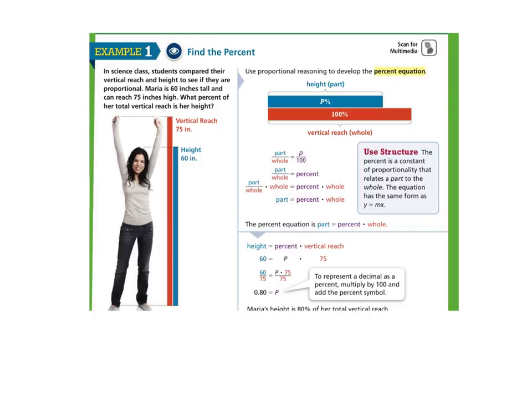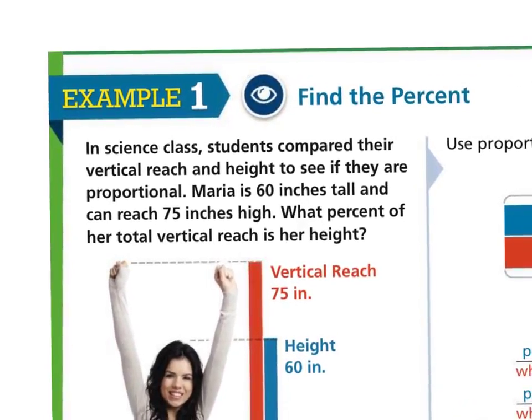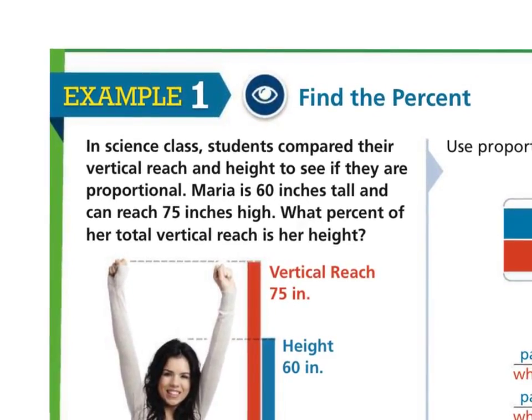So if we look at example 1, in science class, students compared their vertical reach and height to see if they're proportional. Maria is 60 inches tall, can reach 75 inches high. What percent of her total vertical reach is her height? Okay, so if they hadn't drawn the picture for me here, I would be underlining or highlighting some information here. Maria is 60 inches tall, can reach 75 inches high. And then the question here is playing a big part in how we do percent equations.